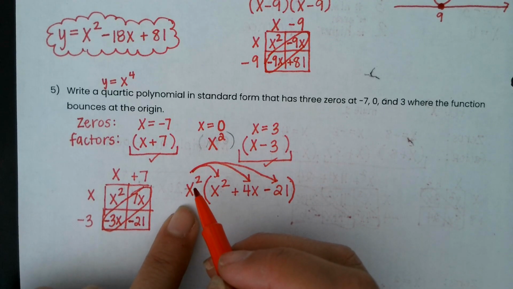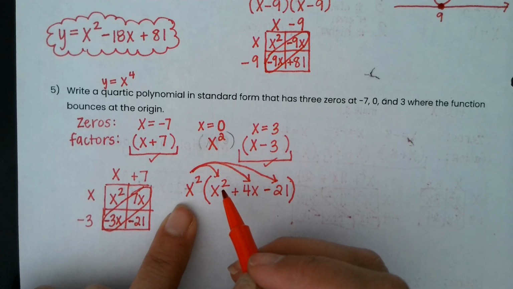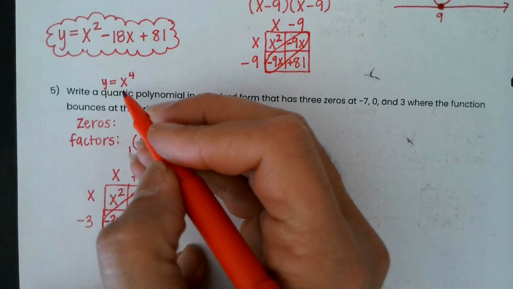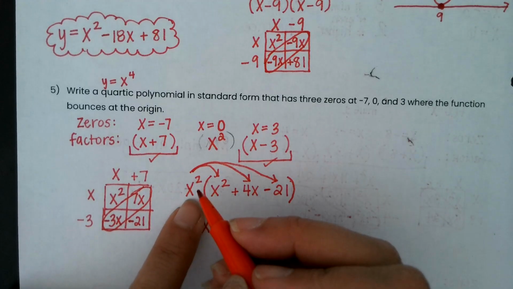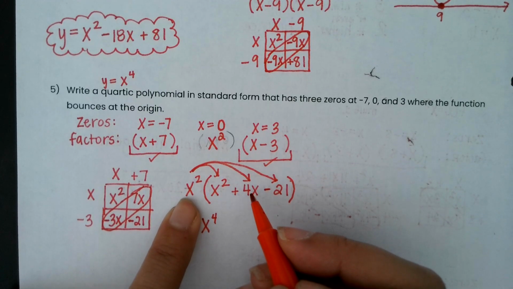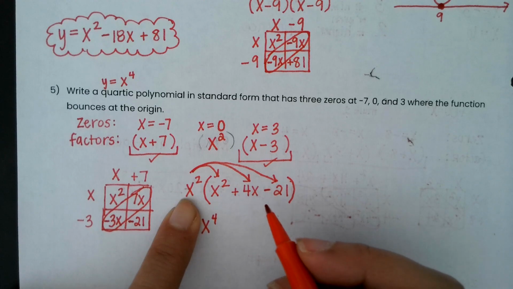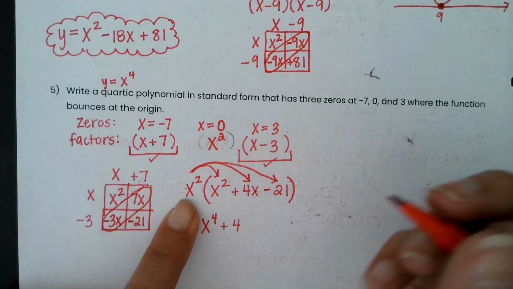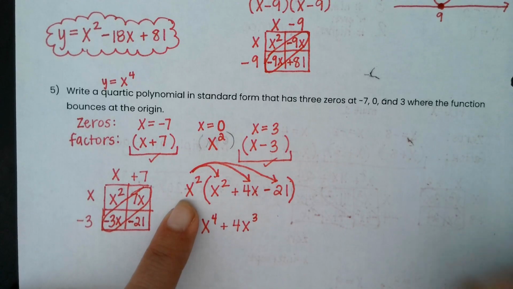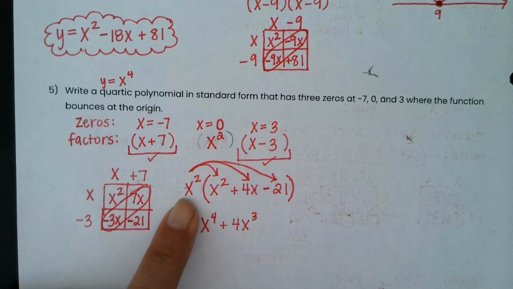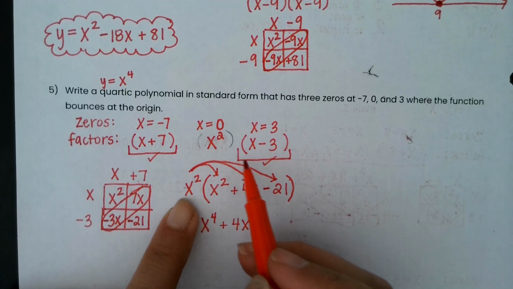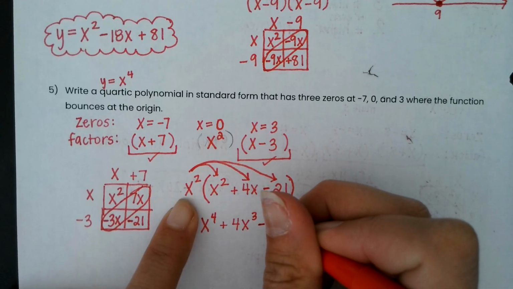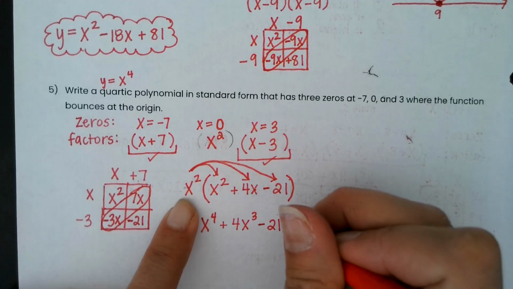But you could also just say, okay, what's x squared times x squared? X to the 4th. There's where we get the quartic part from. Okay, now we've got to do x squared times 4x. So that's going to be 4, and the x times the x squared becomes x to the 3. Yep, third power. And then last but not least, x squared times negative 21. That's going to be negative 21 x squared.